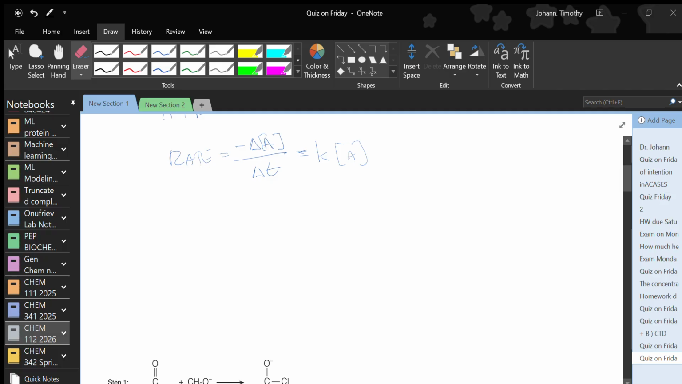Now, so far, I've been careful, and your book has been careful to never give you a slow step that isn't the first step, all right? And that's because the math gets difficult. But there's a somewhat simplified case that we can use, something called the steady state assumption, to work with slow steps that are not the first step.